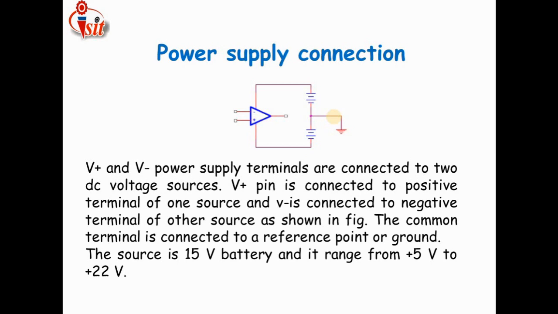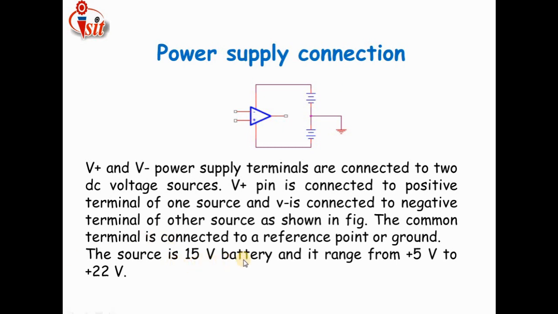Here the two DC voltage sources are mentioned as the positive V and negative V sources. Just show it here: the positive V pin is connected to the positive terminal of one source and the negative V pin is connected to the negative terminal of the other source, as shown in this figure. As I have explained, the common terminal is connected to the reference point or ground. That ground is called the reference point or ground.